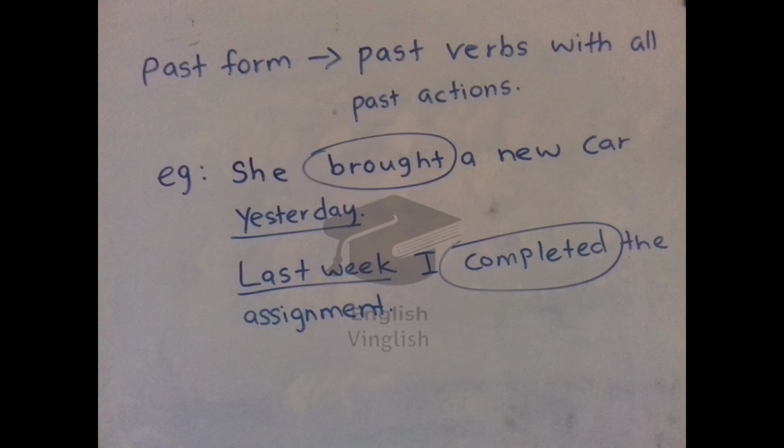Fourth one, the past formation. So we use past verbs with all past happened actions, right? So for example, she bought a new car yesterday, right? It is a completed action and it happened yesterday, right? It's in the past. So last week I completed the assignment, right? Last week I did it, right? The action is over. So on such occasions we have to use the past formation of a verb.